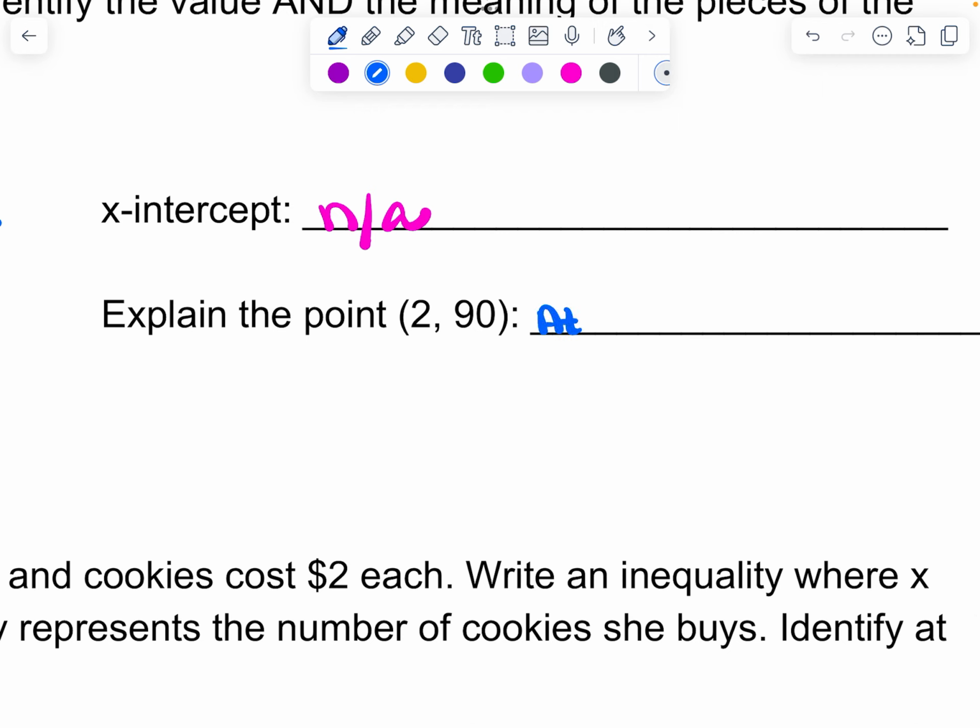And then, of course, the last question, explain (2, 90). So at 2 hours, her total charge, or her total fee, is $90.